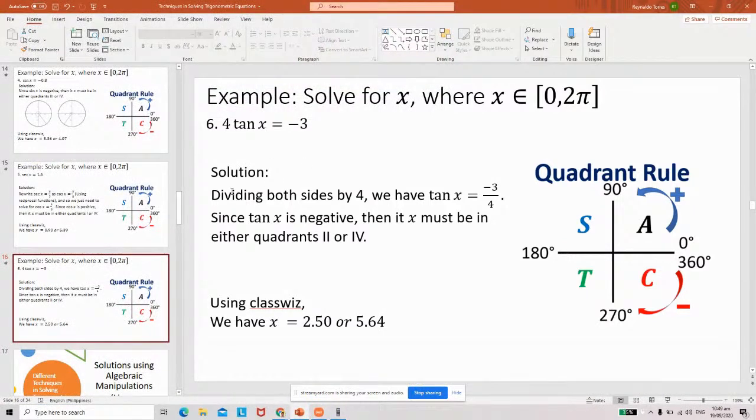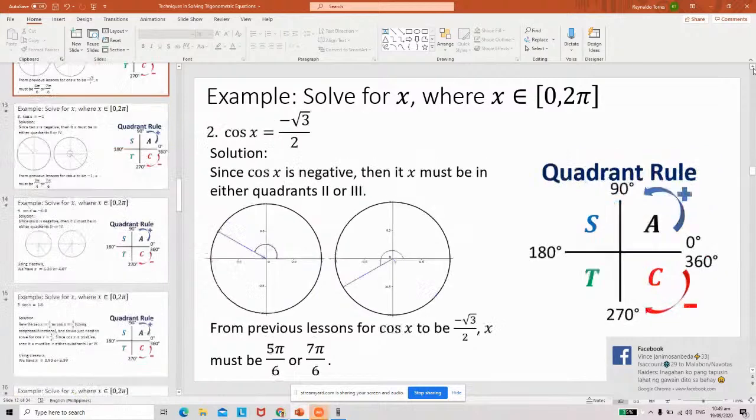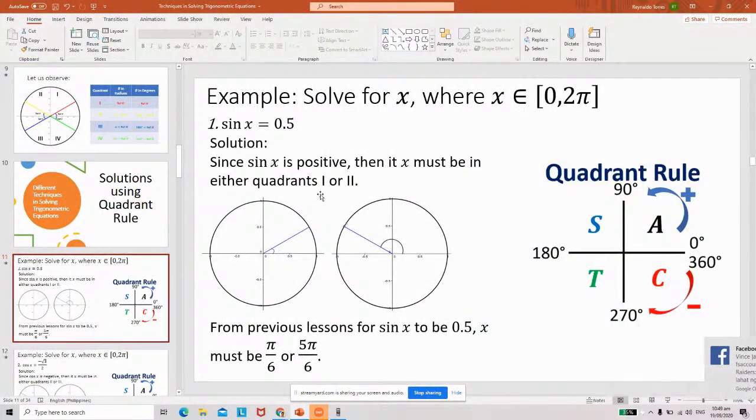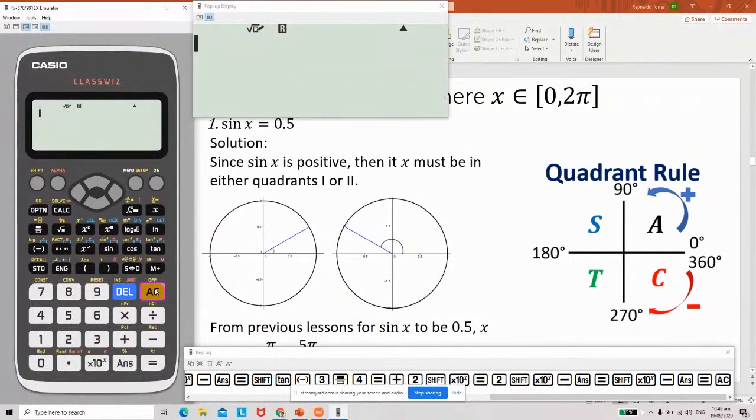Okay, so actually, meron pang isang paraan para makuha siya kay ClassWiz. So, for example, balik tayo dito kay number 1 example. How do we get the solutions for sine x is equal to 0.5? Okay, let us use this one. Hindi natin gagamitin si inverse functions. Hindi natin gagamitin si inverse trigonometric functions.